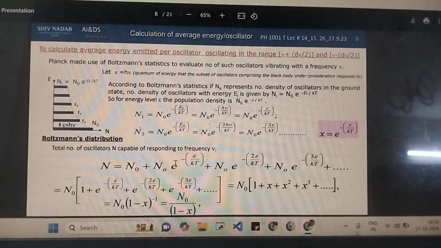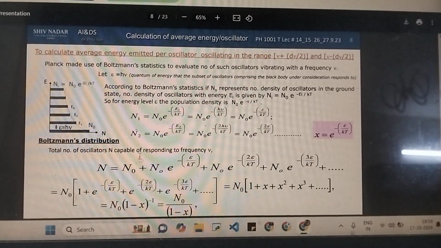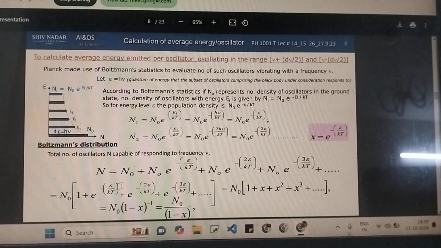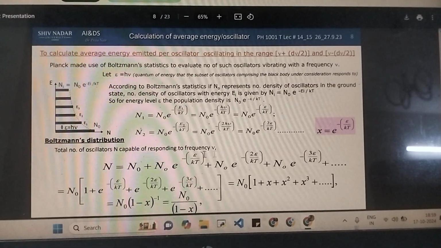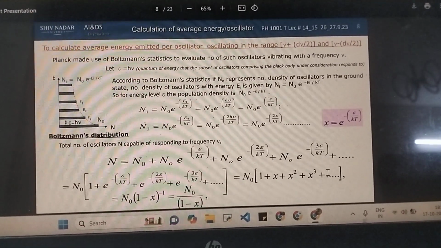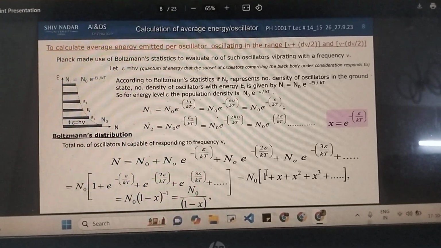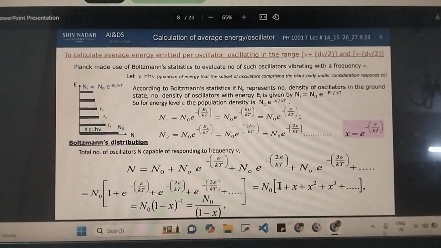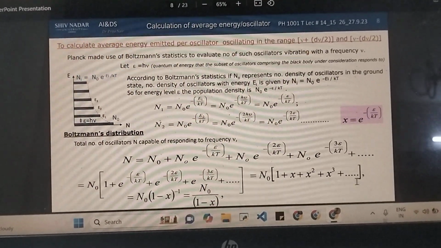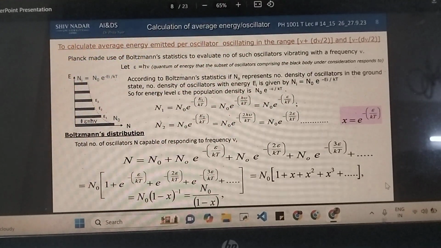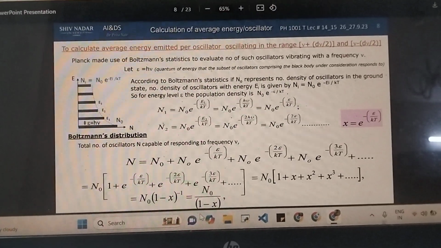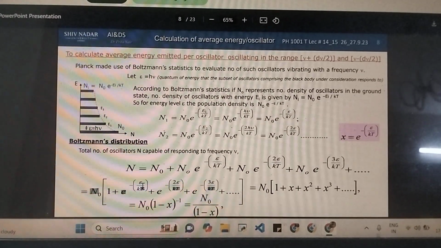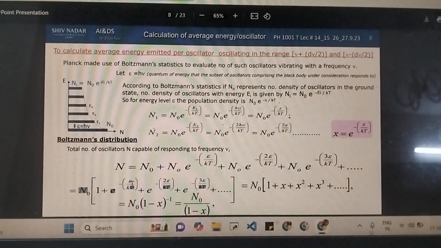Again, how did we get this? We had the expression for each individual level, we added everything, and we took n0 out because it's a common factor. Then this term resembles the sequence 1 plus x plus x squared plus x cube. And we know from mathematical proofs that when you have an infinite series of this pattern, it is equal to 1 by 1 minus x. So you get n0 by 1 minus x, where x here represents e^(-epsilon/kT). This is what we've derived so far.